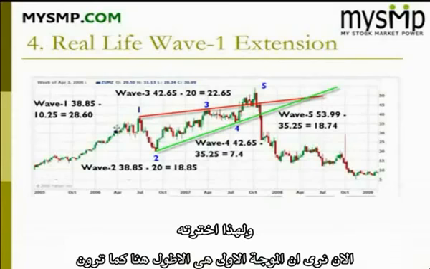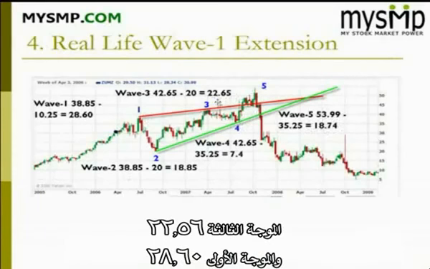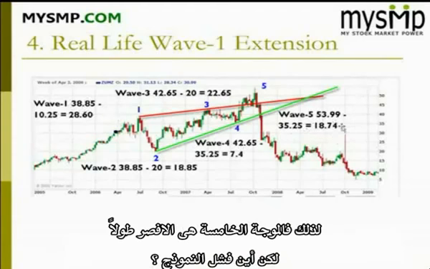Now, wave 1 is the longest wave. As you can see, fits that requirement. Wave 5 is the shortest wave. As you can see, wave 5 is 18.74. Wave 3 is 22.65. And wave 1 is 28.6. So wave 5 is the smallest wave.